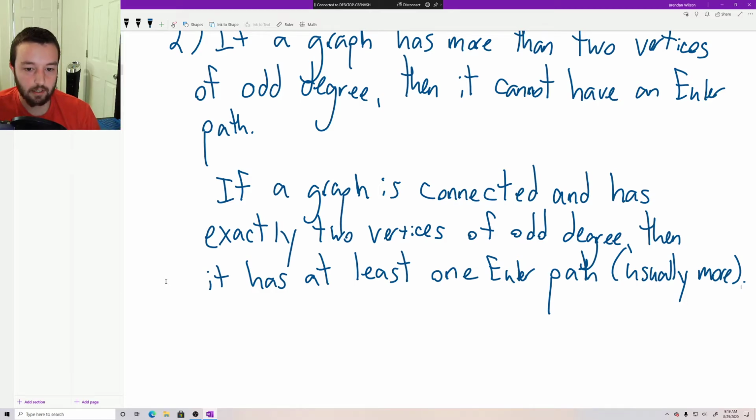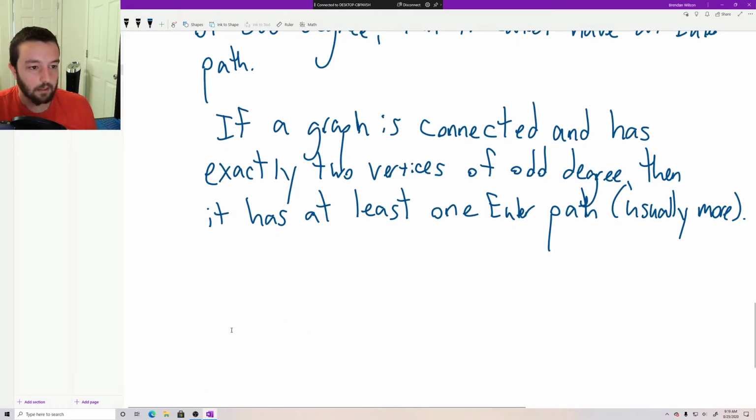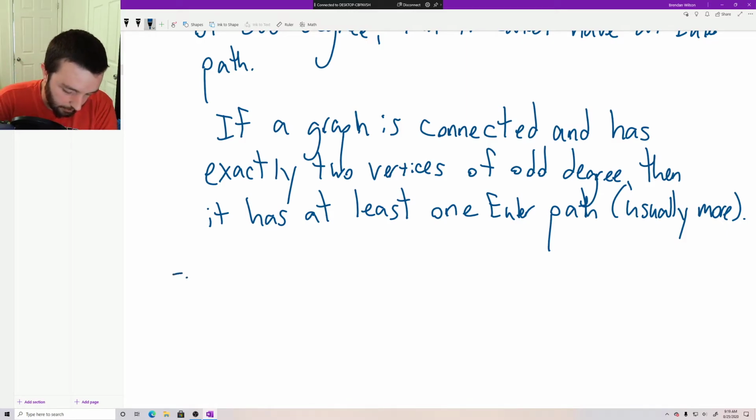Because, like I said, if you have vertices of odd degree, you don't have an equal number of ins and outs. So with the 2 vertices of odd degree, one of them is going to be an out, one of them is going to be an in, right? So we'll look at some examples of all of these in a minute. Let's write down theorem number 3 first.